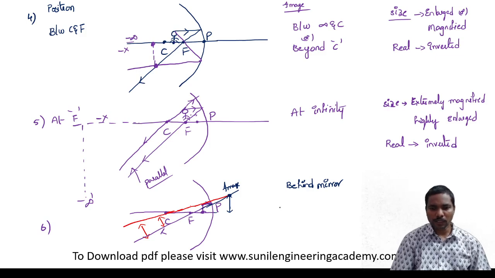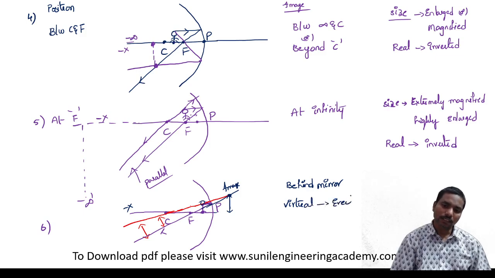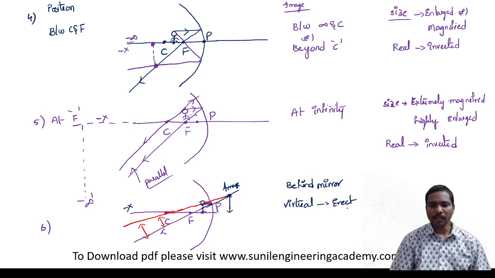Okay. And what about the properties? You are placing your object on the negative x-axis. The image formed will be on the positive x-axis. So you can say it is not real, it is virtual. I said all virtual images will be erect. So behind the mirror, virtual and erect.